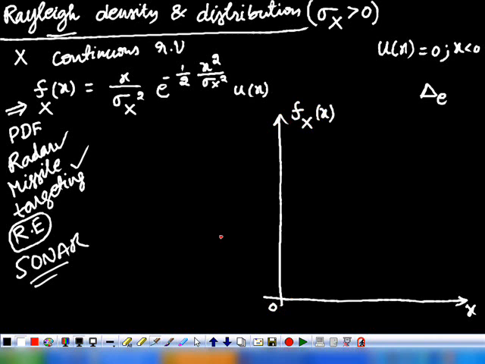So, if you substitute x equal to 0, it is 0, is it? Now, when x equals sigma x, what will you get? Initially it is 0 and it will increase to a particular value and then go on decreasing. So it decays exponentially, but up to this particular value sigma x it is increasing, and from there onwards, that is for x greater than sigma x, it will decay.